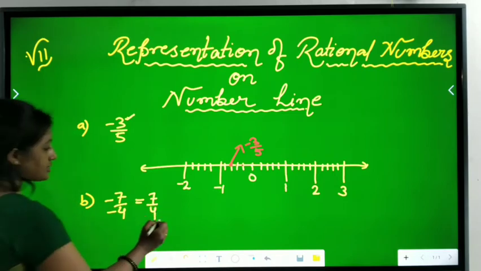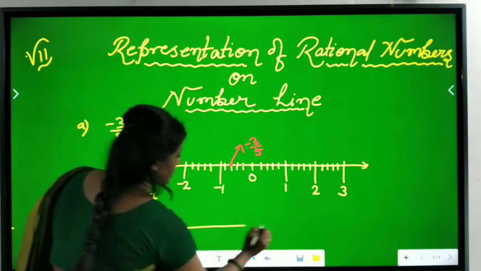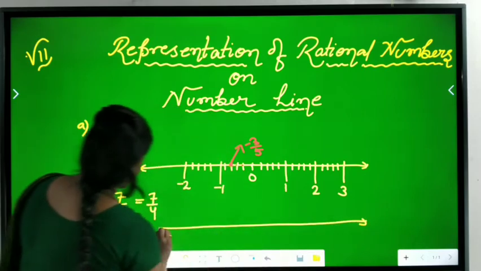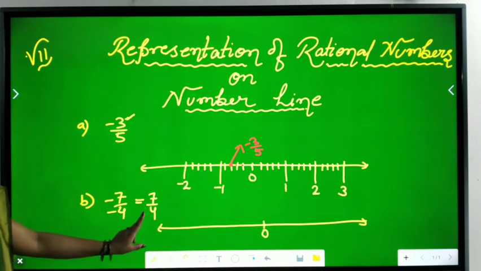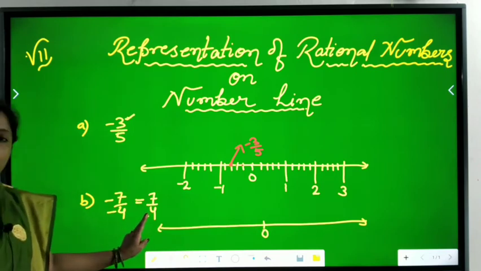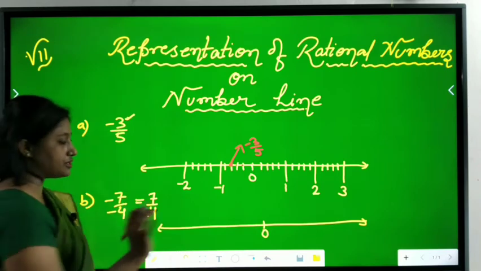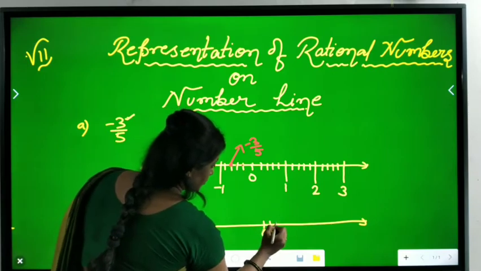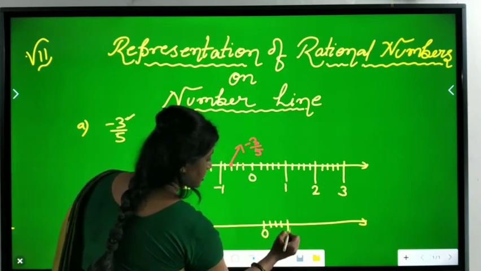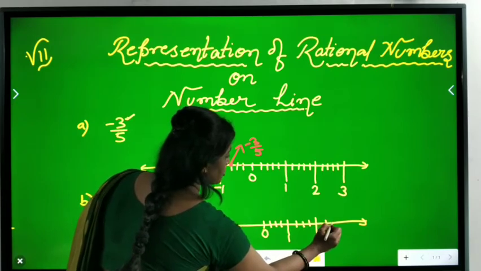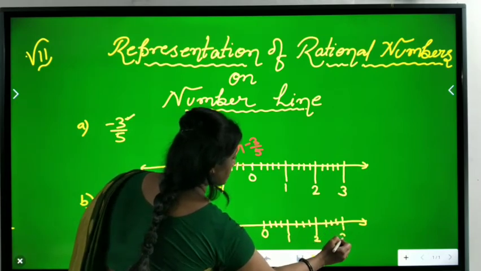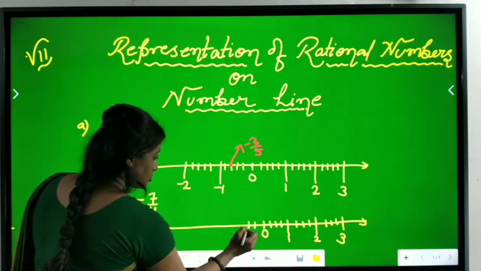Positive. Now once again draw a number line like this. Put 0 in the middle and look at the denominator. The denominator is 4. So we will make 4 divisions every time. 1, 2, 3, 4. Right here 1. Then 1, 2, 3, 4. Right here 2. 1, 2, 3, 4. Right here 3. 1, 2, 3, 4.